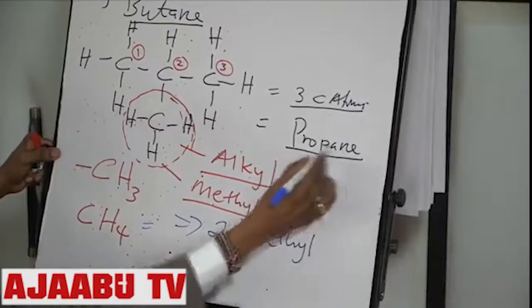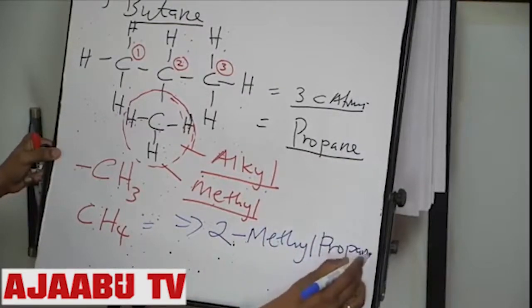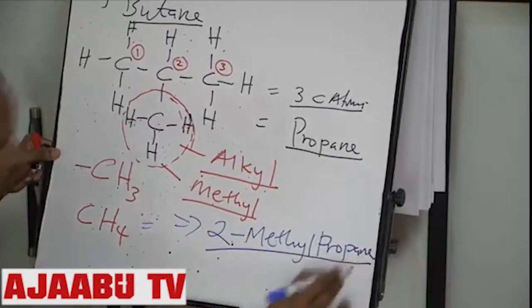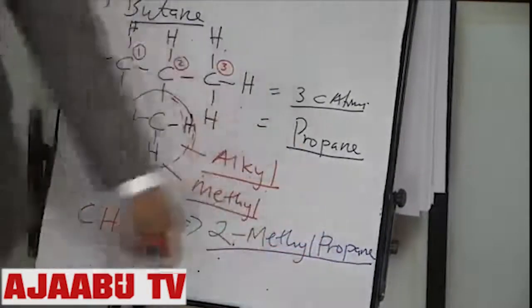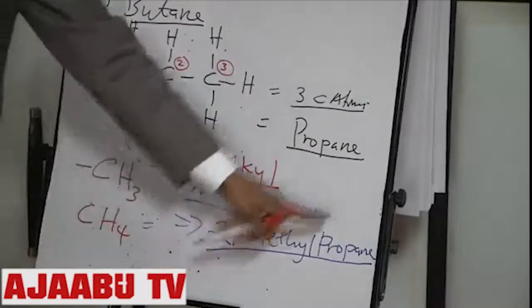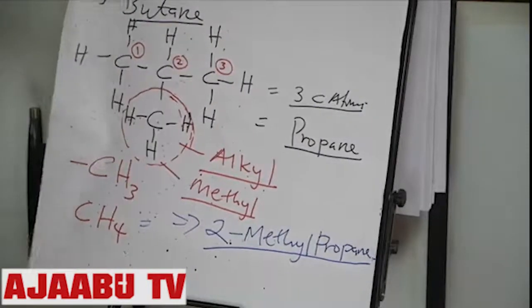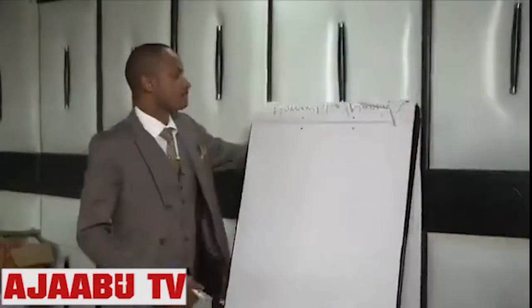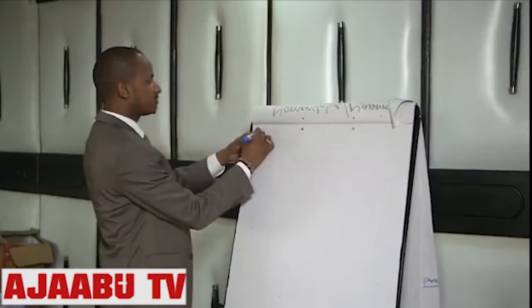Then you join with the parent name, which is propane. So this is called 2-methylpropane. Repeat after me, class. 2-methylpropane. I will give you another example so that we get used to them. So let's take another example of another branch, example 2.